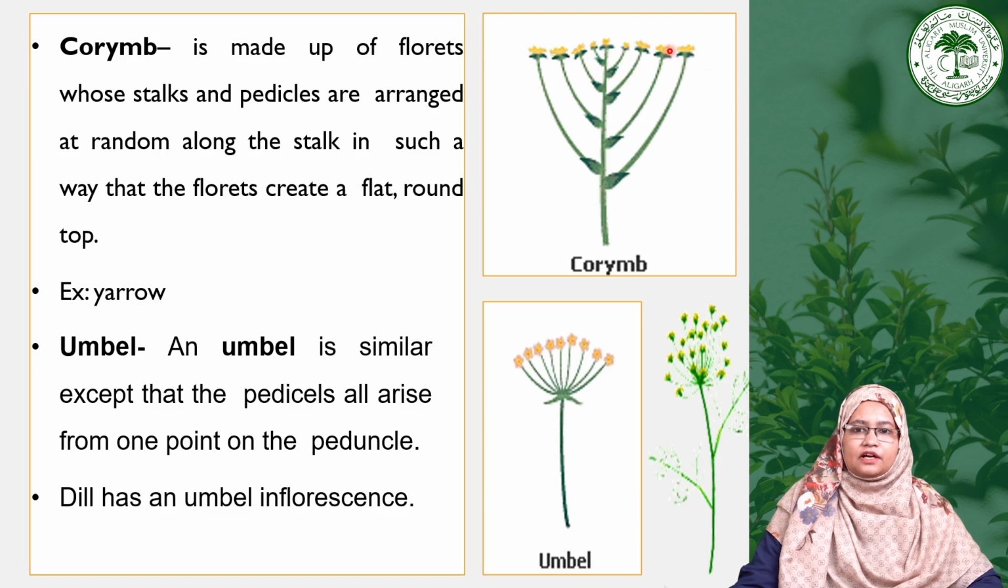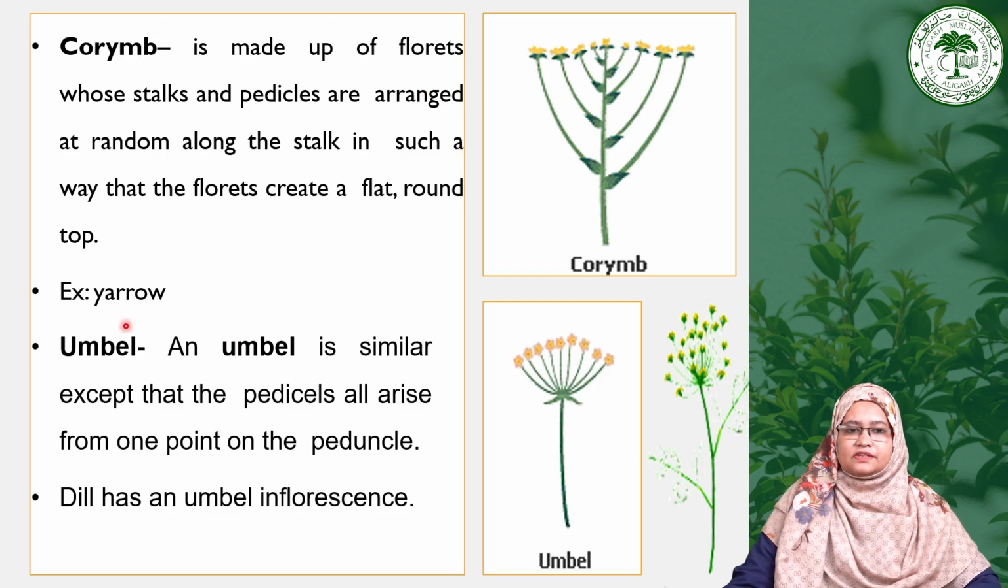Due to this, the oldest flower, which is present at the base, has the longest stalk, while the youngest flower has the smallest pedicel. Due to this, there is an arrangement of a flat-like structure from the upper side. This type of inflorescence is called corymb, and an example of this is yarrow.